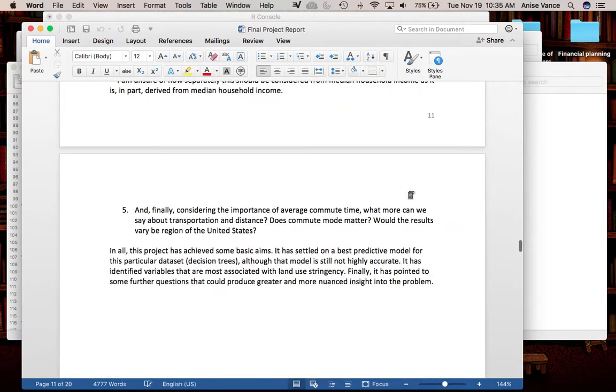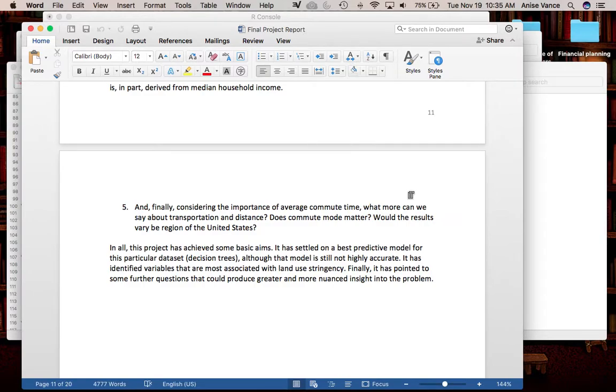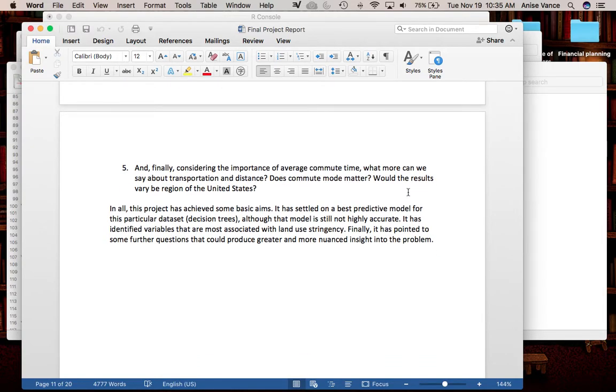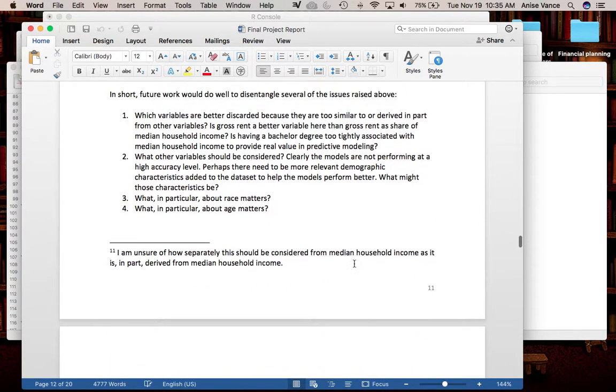So I think this project fulfilled its basic aims, which was to try to uncover what variables were most helpful in predicting. I did see some patterns across these different analysis types, and I think it offers some questions for further analysis. I'm going to be doing more analysis on this for my own interest and for my continued dissertation work. But this was a really helpful start.